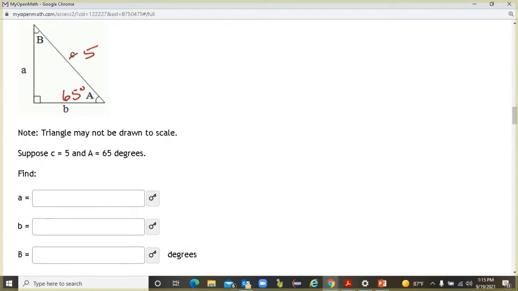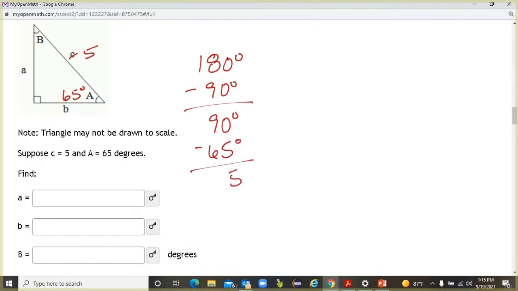Okay, and so they gave me C and A. And now remember, the whole thing's got to add up to 180. So we know that the right angle is 90. That leaves us needing 90 more. We've got 65. So that leaves me with 25 degrees. So B must be 25 degrees.